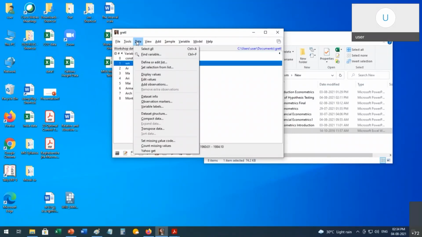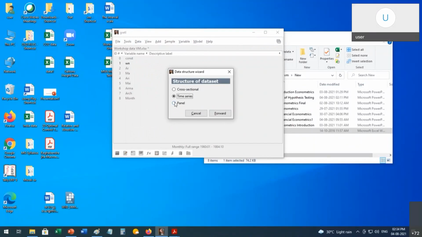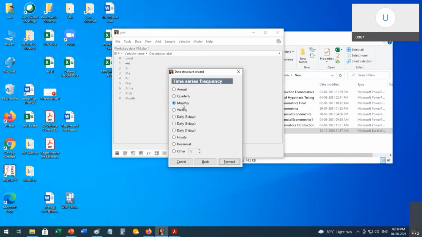I shall show you again. If we go to the data, here we have data set structure. That is this one. So we have the time series. Click forward. Then we click monthly. And then click forward. Right? Yes, sir. Then here I am taking the data from 1960 January. You can change it if you want.